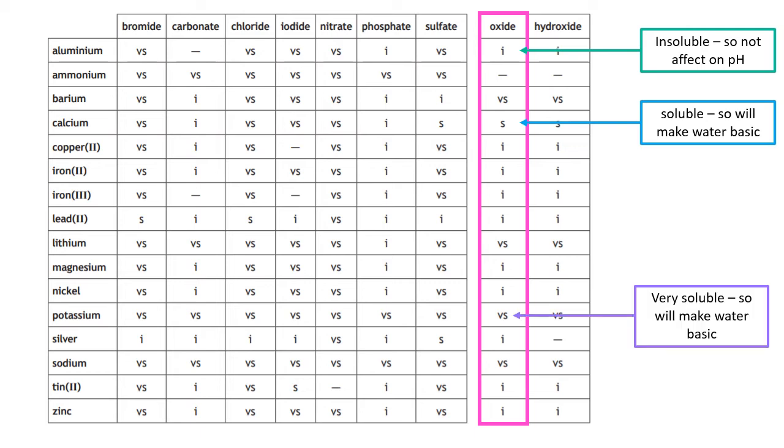And then the final one we've got is potassium oxide. Now it is VS, which means it's very soluble. Doesn't mean anything different, it'll still make water basic. So if it's got an S or a VS inside, that means it will make water basic. If it's got the letter I written, it's insoluble, so it will not affect the pH.